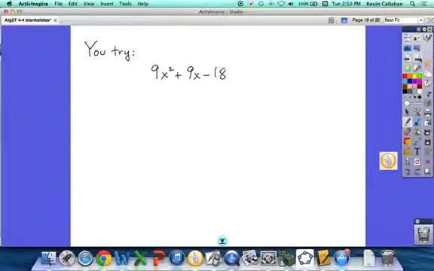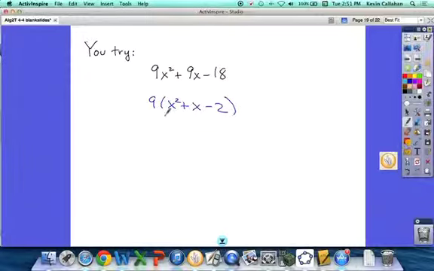I imagine it didn't take you too long to find the greatest common factor. What's that? So it's 9, right? So you take out the 9, x squared plus x minus 2. Now you've got to ask yourself the question, is what's left in parentheses factorable? Yes. Are there factors of negative 2 that add up to positive 1? Well, what are the factors of negative 2? 1 times negative 2 or negative 1 times positive 2. Do either one of those add up to a positive 1? Yeah, negative 1 times 2.